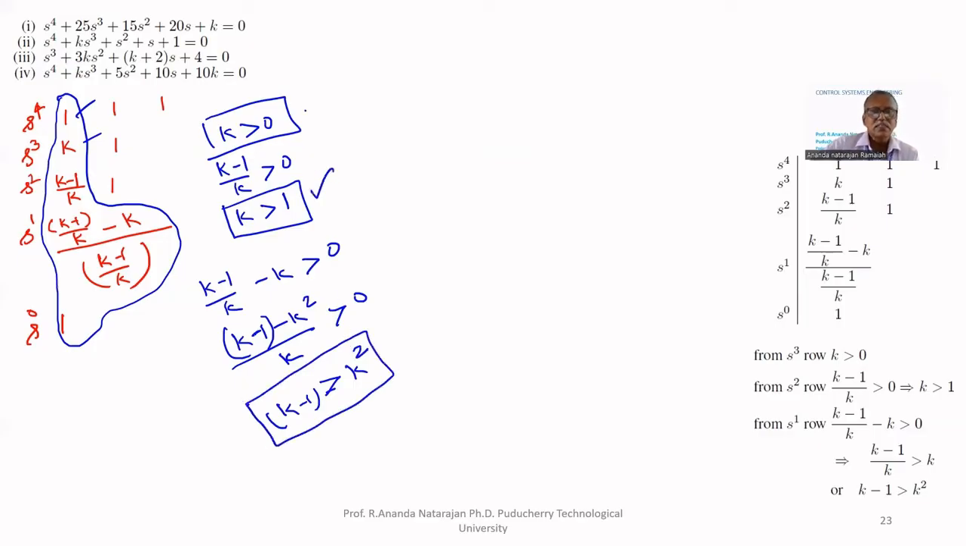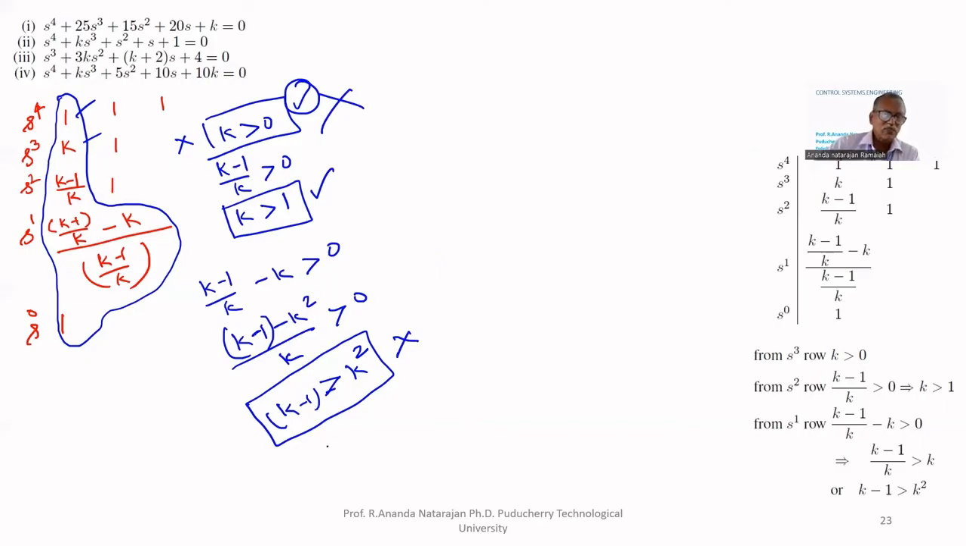The first condition is a subset of the second condition. That's why we can ignore it. If k is greater than 1, definitely it is greater than 0. That's why we need not consider the first condition. This is the condition: k must be greater than 1. But if k is greater than 1, the second condition will not be satisfied.